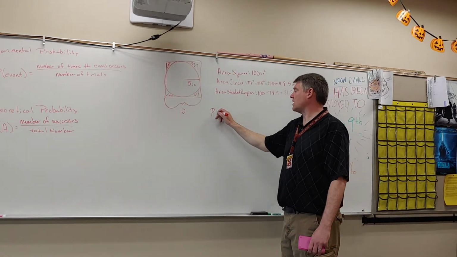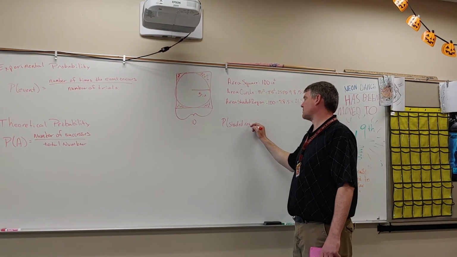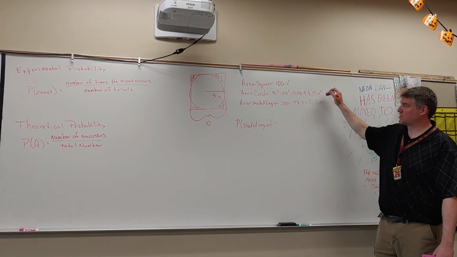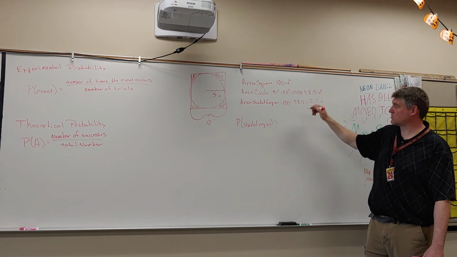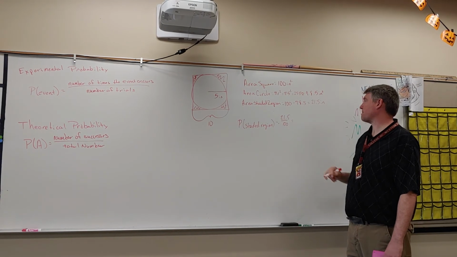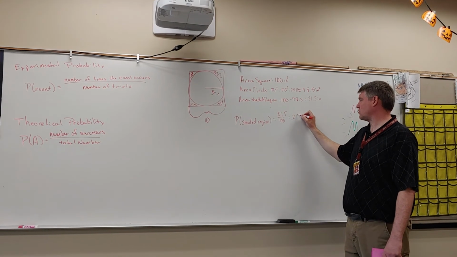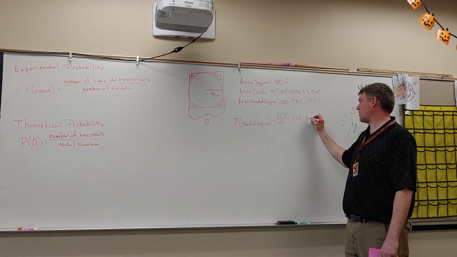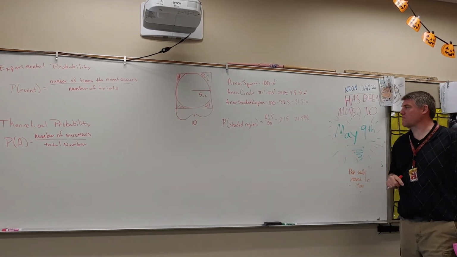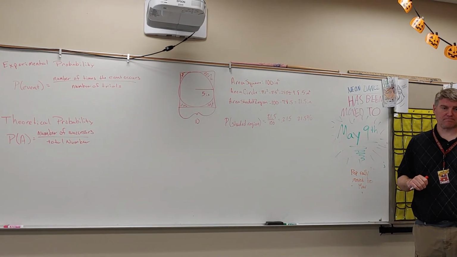So my probability of landing in the shaded area is going to be the ratio of my shaded area to my whole, which is my square. So I'd have 21.5 over 100, which is going to give me 0.215 or 21.5%. Okay. So there's my probability. I have 21.5% of the time I'm going to land in that shaded region.